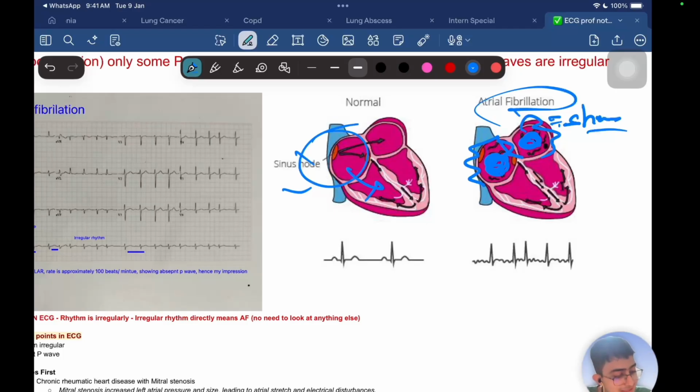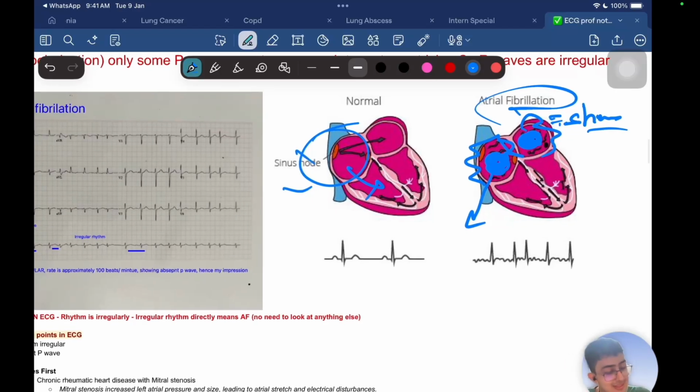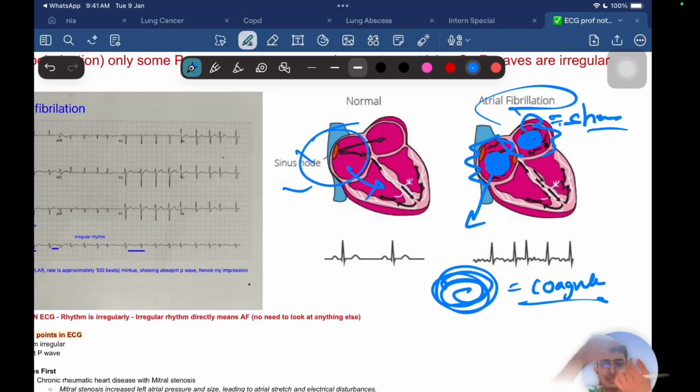So there is a risk here. If the blood is only being accumulated in the atrium and it's not flowing, then there is a risk that it's going to coagulate. Just like in a test tube, if the blood is not flowing, it will clot. So there is a risk of a blood clot forming within the atrium, right?